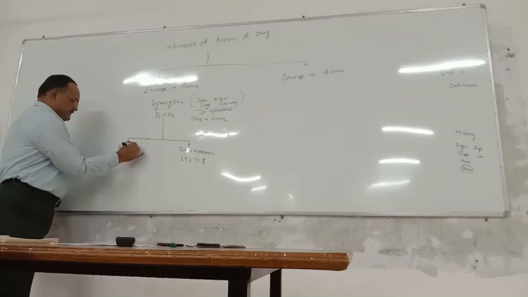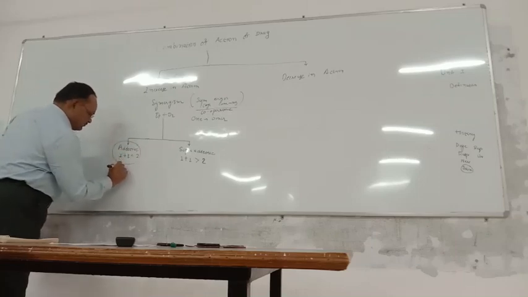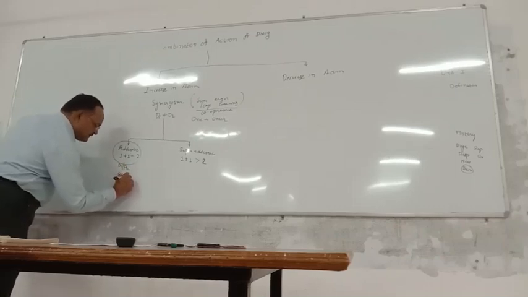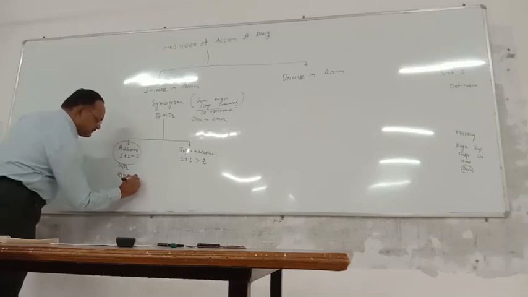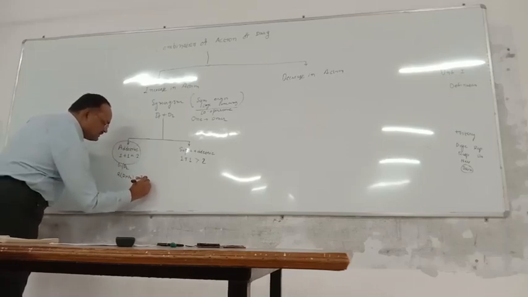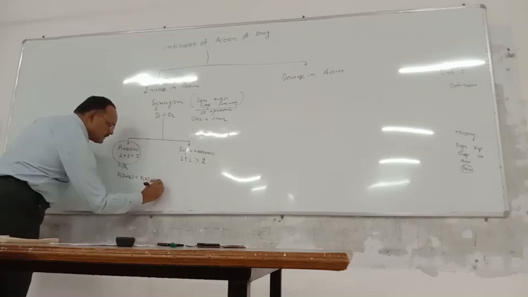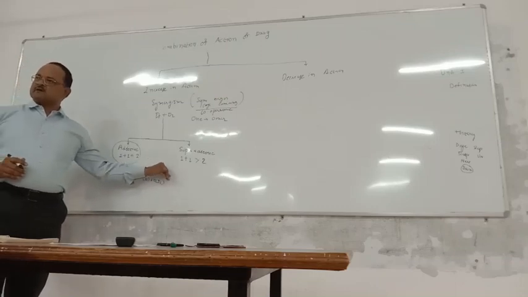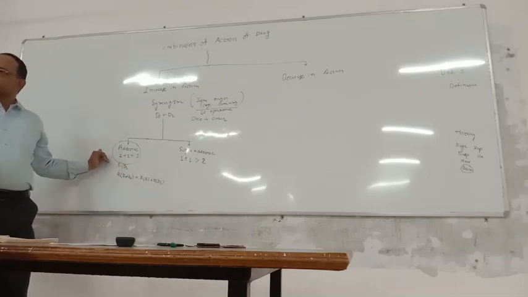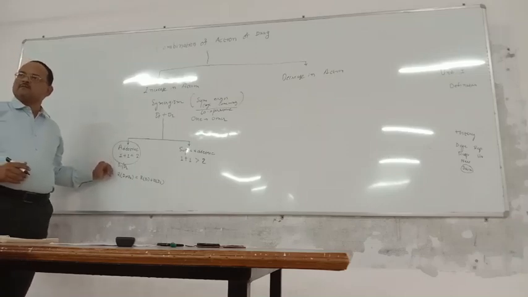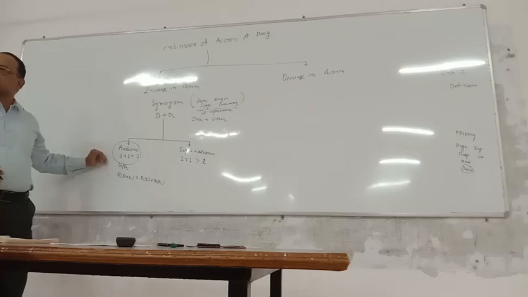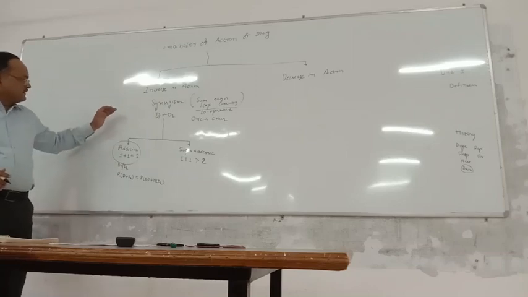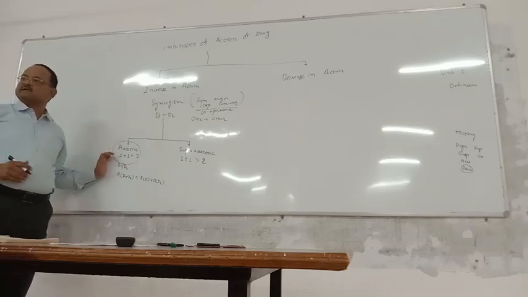So here additive means if you give drug 1 and drug 2, the pharmacological response of this combination is always equal to the sum of the individual responses. If you sum the individual response of drug 1 and individual response of drug 2, that equals the response obtained when these two drugs are combined. It's a simple addition. 1 plus 1 is equal to 2. That is known as pharmacological synergism, additive in nature.